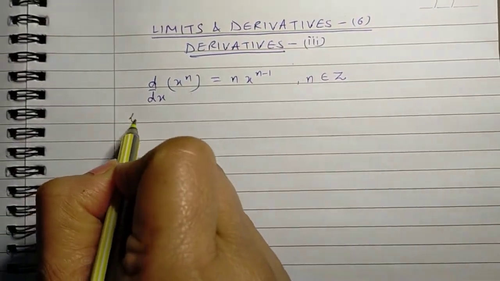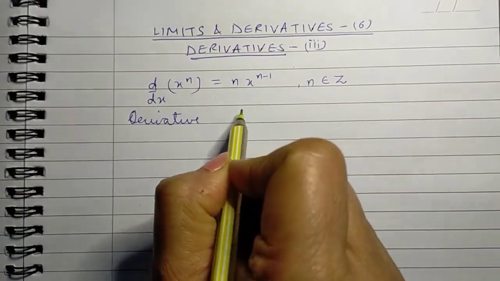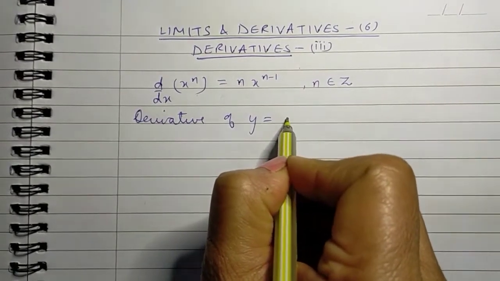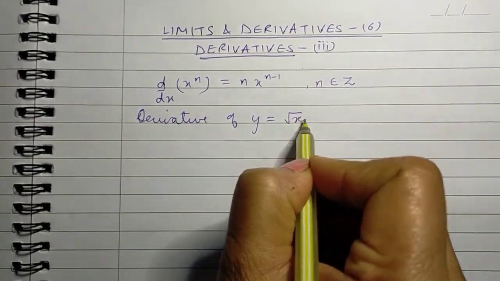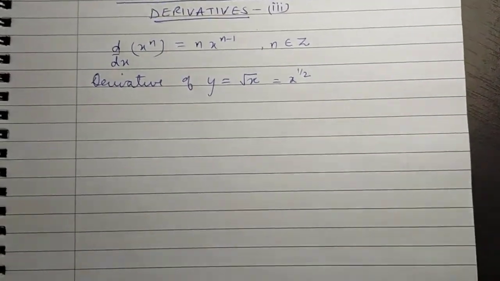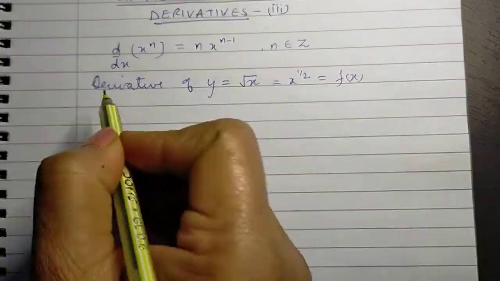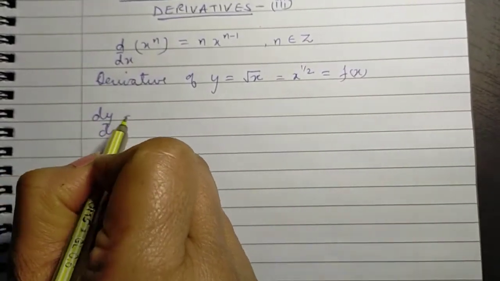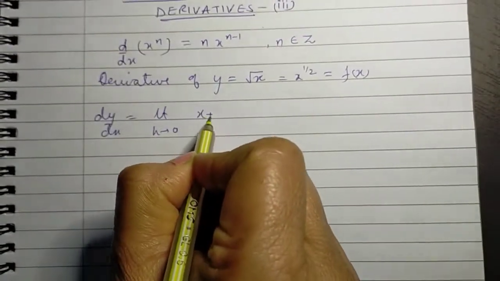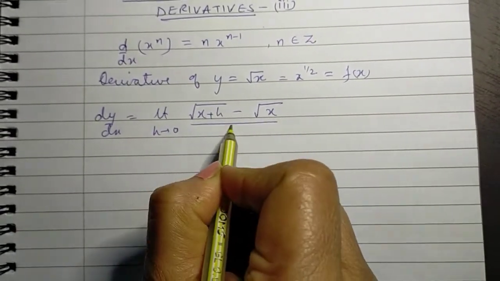So let's find the derivative. We'll take one negative fraction and one positive fraction, and then we will generalize it. So the derivative of y equal to root x, that is x raised to the power of half. Now you can equate it to f of x also. When you find the derivative, what we get is limit h tending to 0 of f of x plus h minus f of x over h, which becomes square root of x plus h minus square root of x, over h.